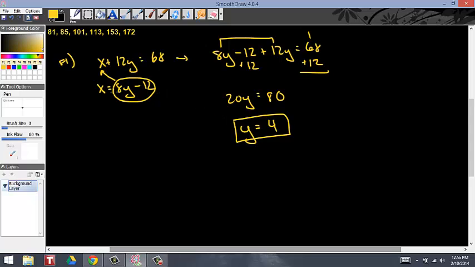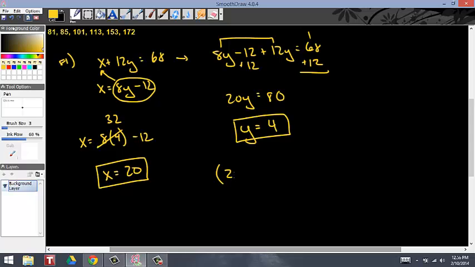Now from here, I'm not done yet, I just found y, so I'm going to go ahead and find x. Since x is already isolated on the bottom equation, I'll just put it there. So x is equal to 8 times 4, which is what we just found, minus 12. Well, 8 times 4 is 32, so x should equal 20. So your final coordinates of intersection should be 20, 4. Any questions about 81? Good.